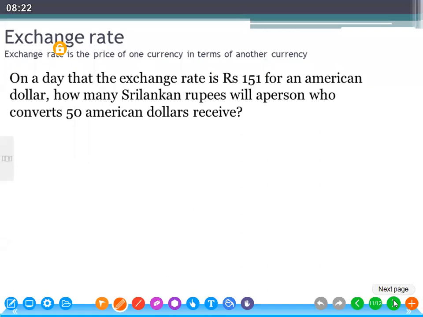On a day that the exchange rate is rupees 151 for an American dollar, how many Sri Lankan rupees will a person who converts 50 American dollars receive? So I already told you, you can use any one of the methods you have already learned. Here I'm going to use the unitary method.